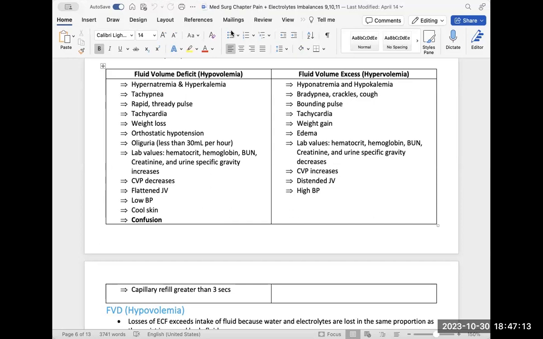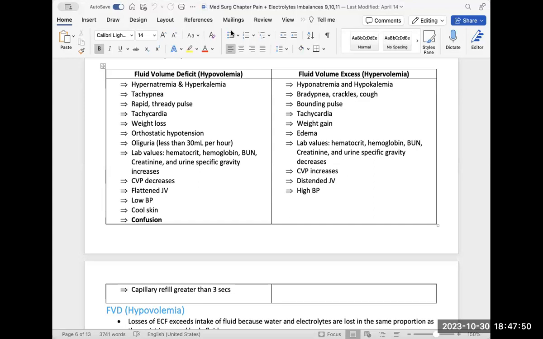So tachypnea and a rapid, thready pulse, okay? They're going to have an increased respiratory rate of greater than 20. They're going to have tachycardia, a heart rate greater than 100, but it's going to be rapid and thready. That is something you want to know for fluid volume deficit. Imagine if you don't have enough volume in your body, it's going to be a slightly weak pulse, but it's going to feel very rapid because the body's trying to compensate for that loss of fluid and trying to get something out there. So it's going to be rapid but thready. That's a really important point.